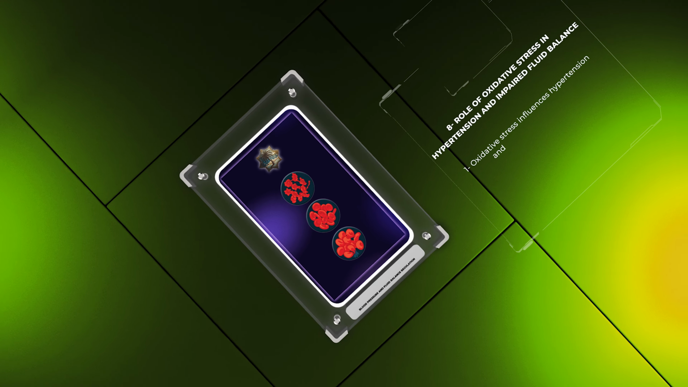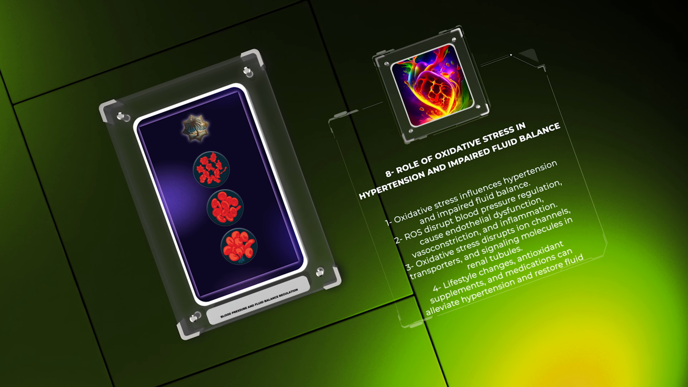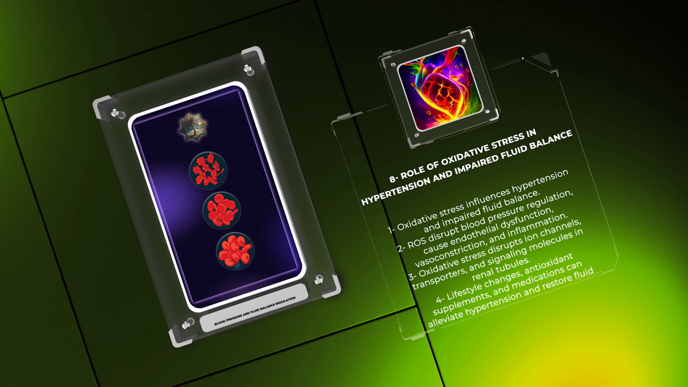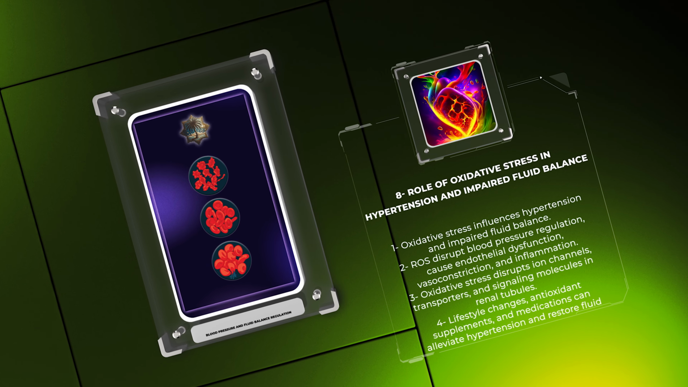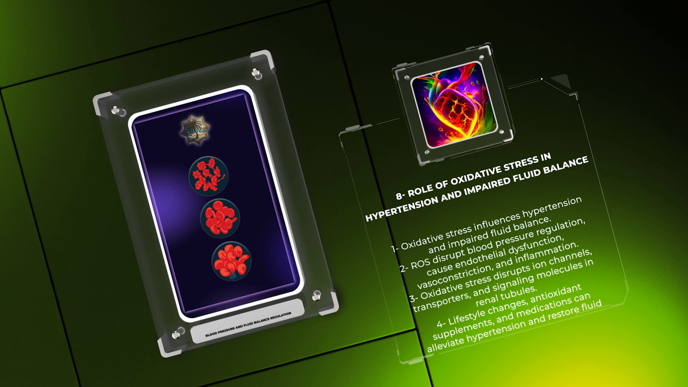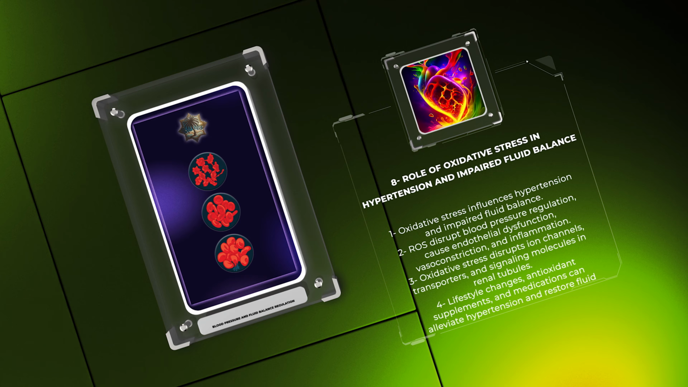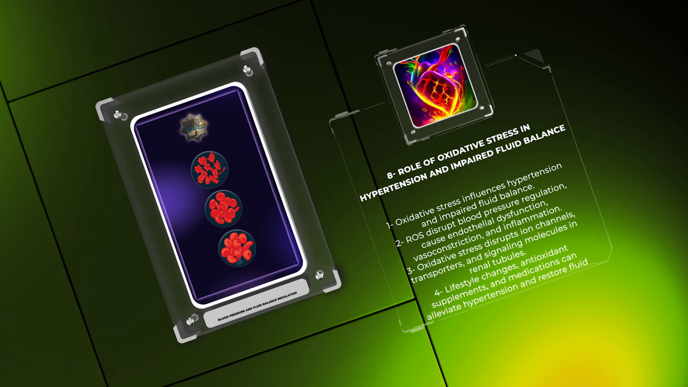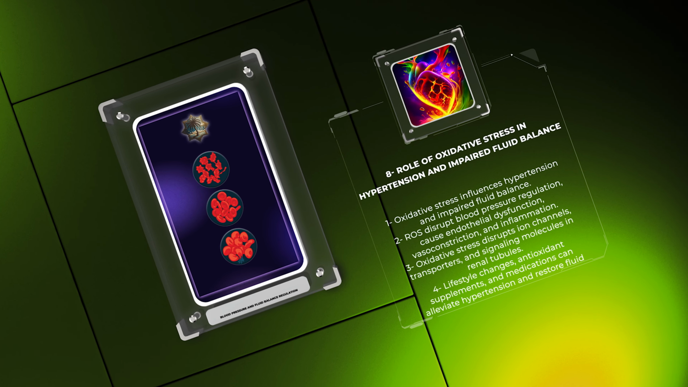Oxidative stress, caused by an imbalance between reactive oxygen species, ROS, and antioxidants, influences hypertension and impaired fluid balance. ROS like superoxide, hydrogen peroxide, and hydroxyl radicals have both physiological and pathophysiological effects on blood pressure regulation. Elevated ROS triggers endothelial dysfunction, increased vasoconstriction, and inflammation, leading to hypertension.